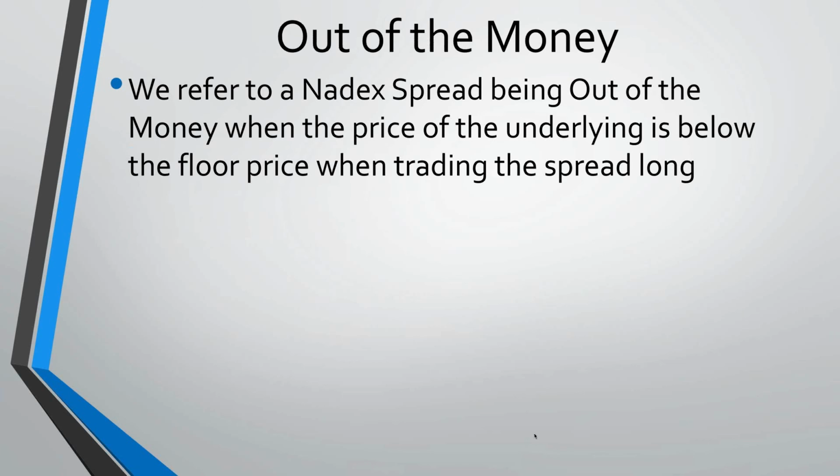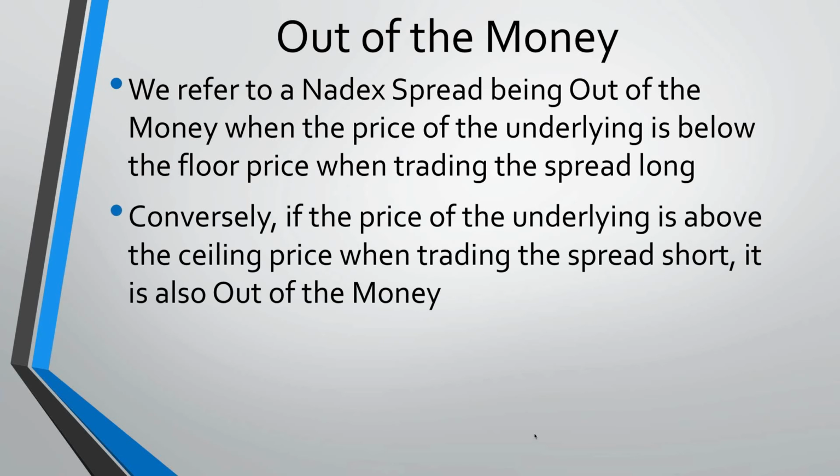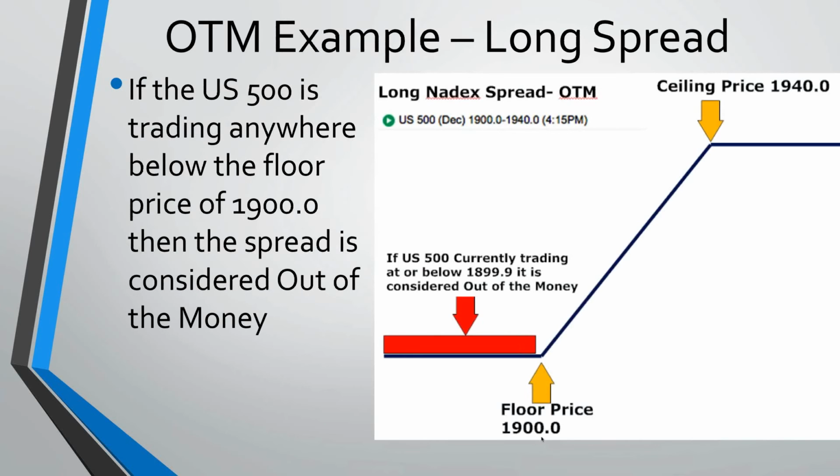We refer to a Nadex spread being out of the money when the price of the underlying is below the floor price when trading the spread long. Conversely, if the price of the underlying is above the ceiling price when you're trading the spread short, it is also out of the money. All right, so just think about the floor and the ceiling, and we have an example on the next slide.